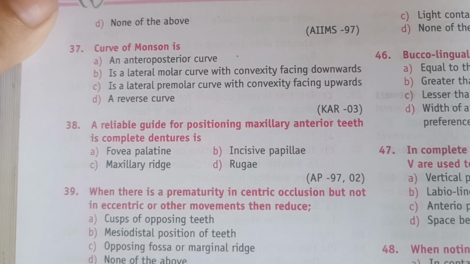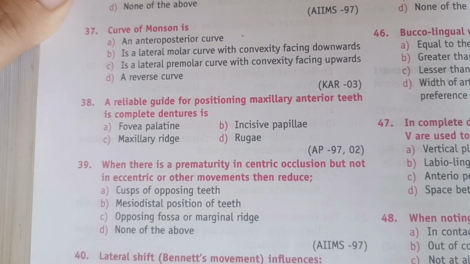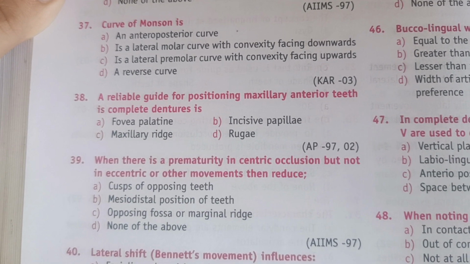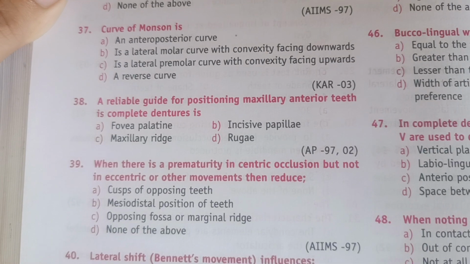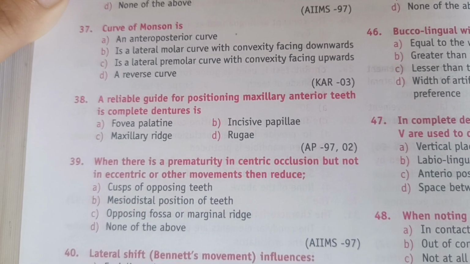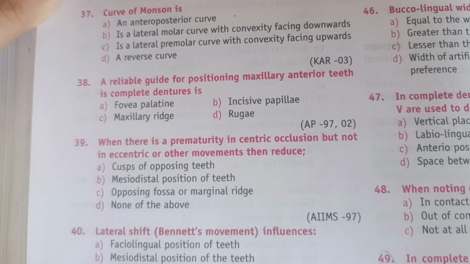Next question, curve of Monson is an anterior-posterior curve, is a lateral molar curve with convexity facing downwards, is a lateral premolar curve with convexity facing upward, a reverse curve. So option B is correct here. Curve of Monson is a lateral molar curve with convexity facing downwards.